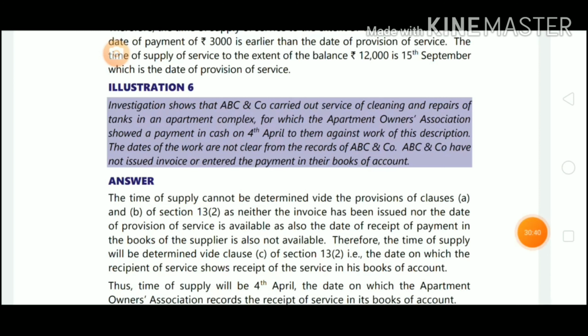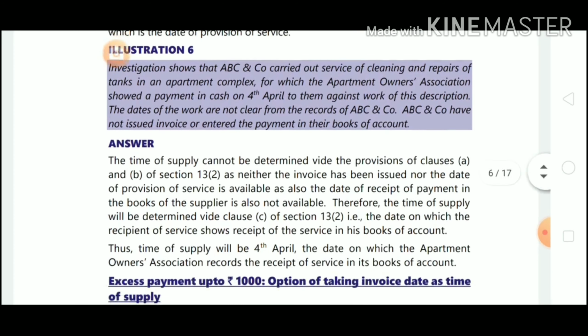Now, as stated in the question, ABC and Company is supplying the service, this cleaning and repairing services. Now, what is the problem over here is ABC and Company have not issued any invoice and they have not also entered this payment in their books. So we don't know the date of issue of invoice, we don't know date of payment, because they are not clear records of ABC and Company. Not clear records what? There are no records of ABC and Company. So let's read the answer.